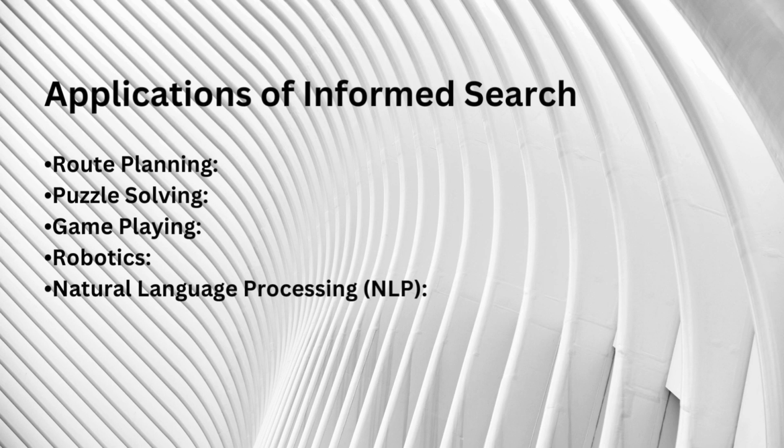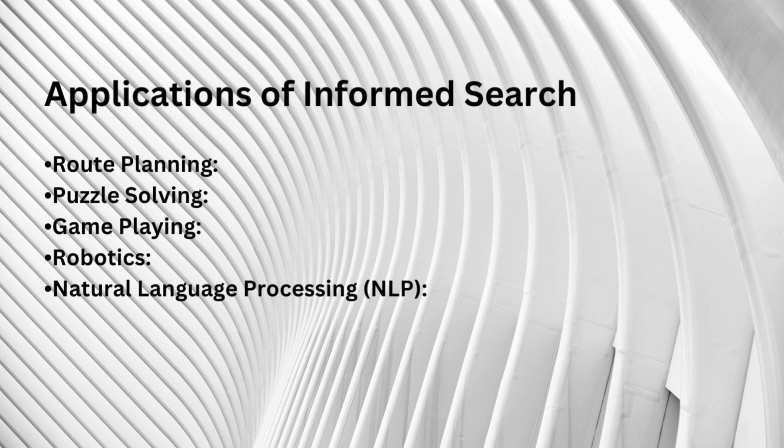Next, puzzle solving. Heuristic search is frequently employed in solving puzzles like the 8 puzzle, where it can efficiently explore the puzzle's state space to find a solution. Next is game playing. Informed search algorithms like A star can be used to make optimal decisions in board games like chess and checkers, where finding the best move is essential.